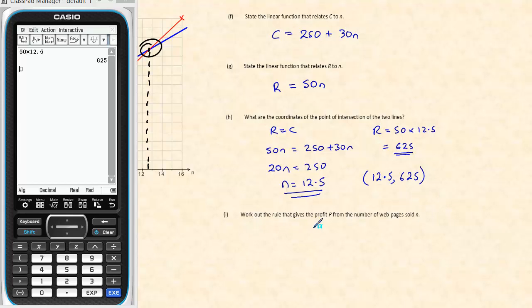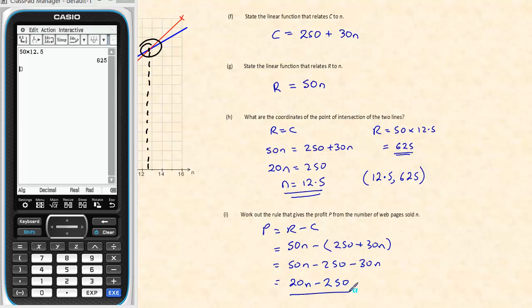Work out the rule that gives the profit from the number of web pages sold. So we know that profit is revenue take away cost. Revenue is 50n, and then we want to take away 250 plus 30n. Expanding the bracket, that's 50n, take away 250, take away 30n, which is 20n, take away 250.